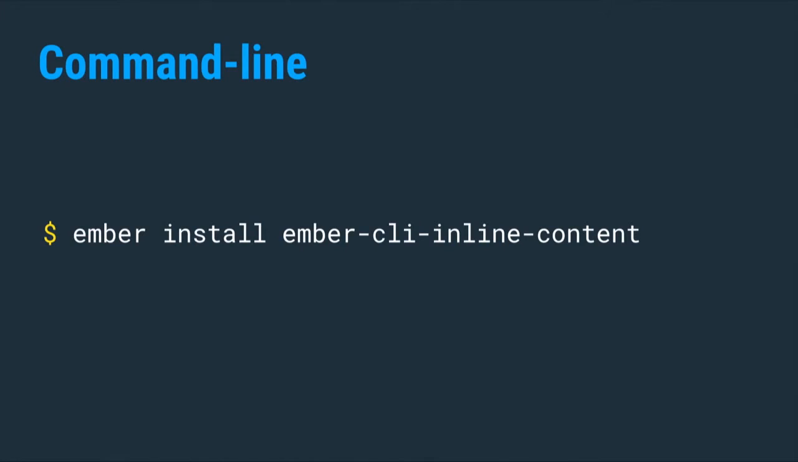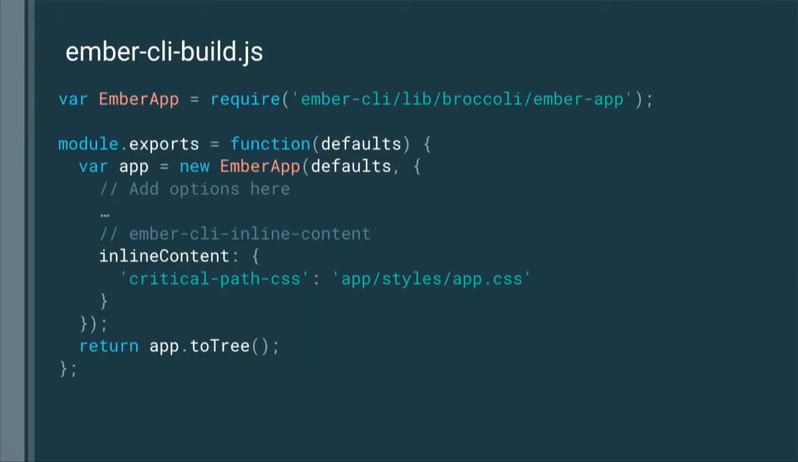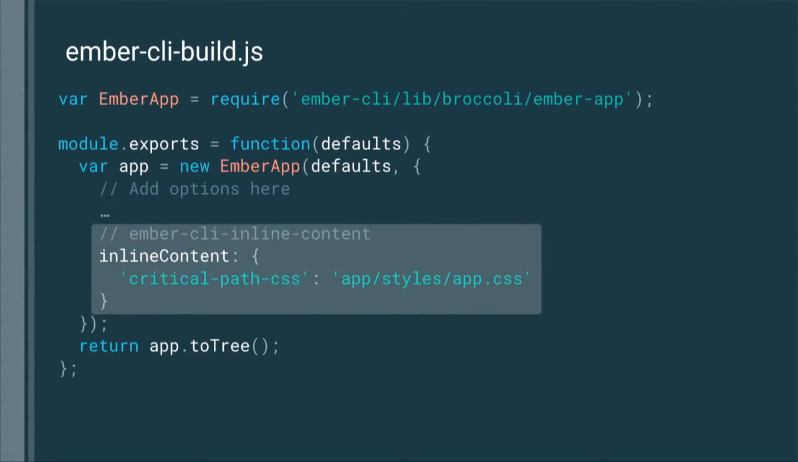So we install an add-on called Ember CLI Inline Content. We configure that inside of our Ember CLI build. Basically, for this application, it's not got a lot of styles, so I don't really need to do anything special to get my critical path CSS. I'm just going to inline the entire style sheet inside of my document head.